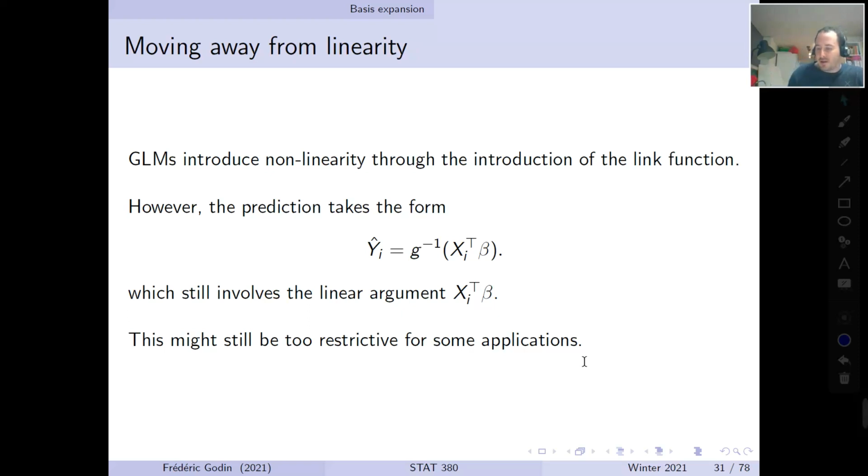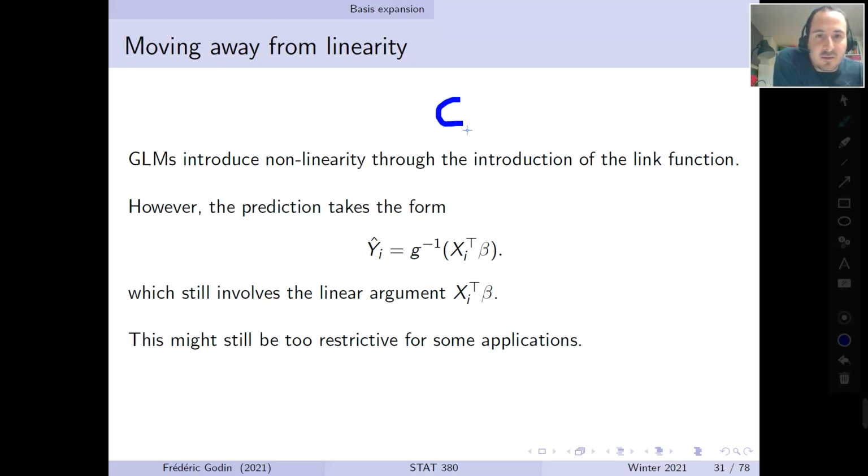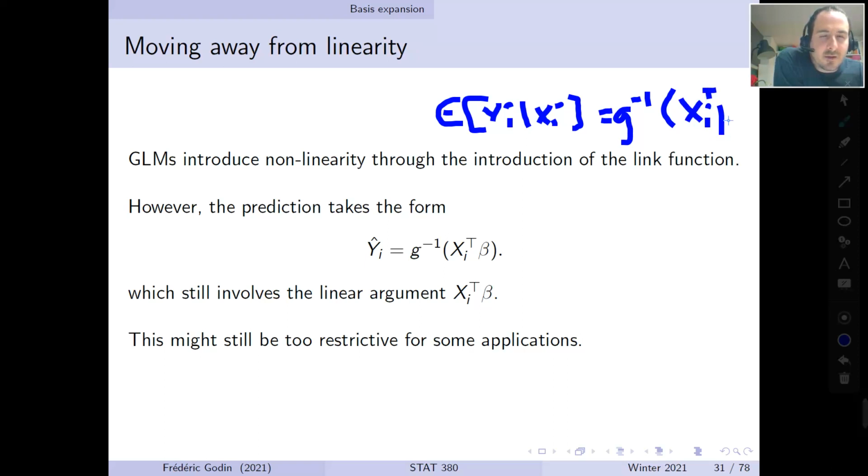Okay, so GLMs introduce nonlinearity through the introduction of the link function. Really what introduces nonlinearity within GLMs is the function g, which is characterized by the expectation of yi given xi, which we said was g inverse of your linear combination of predictors. So really, if g is the identity, we said we fall back on the regular linear model. So it's by considering a non-identity function g that you introduce nonlinearity within the model.